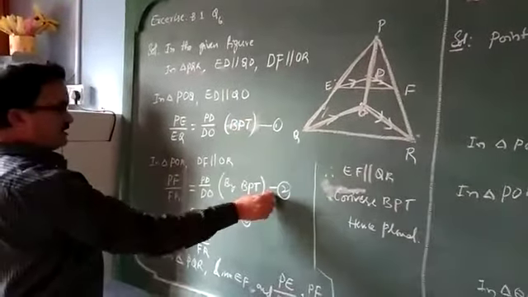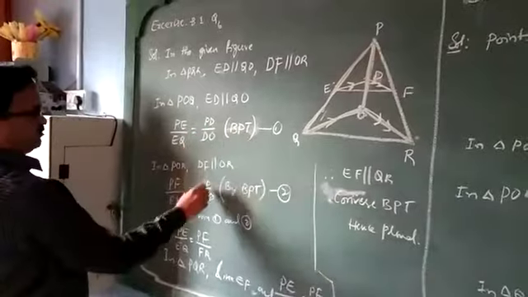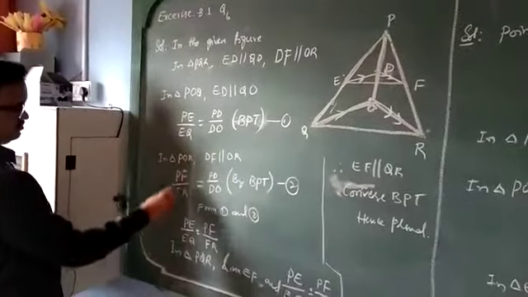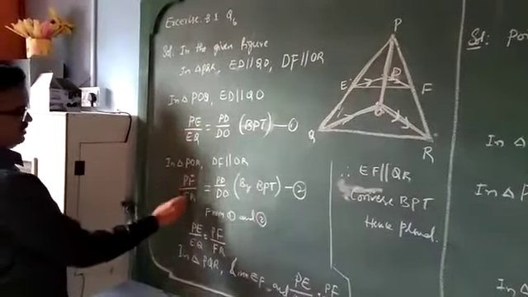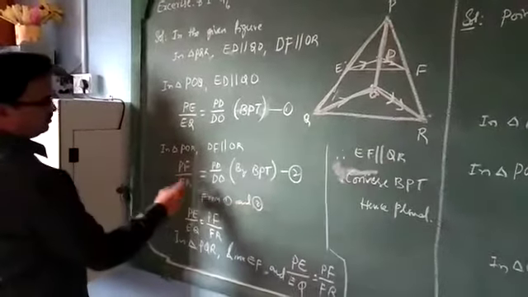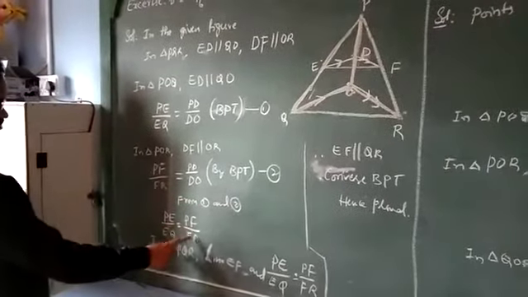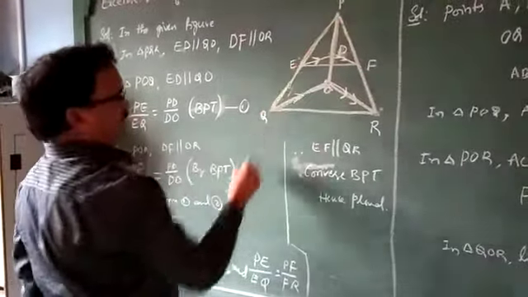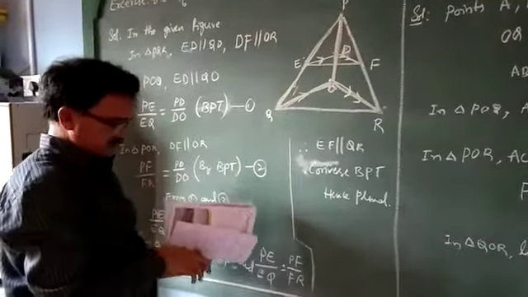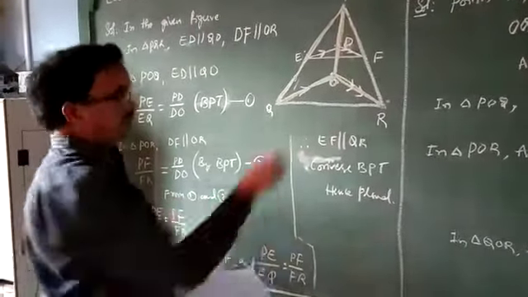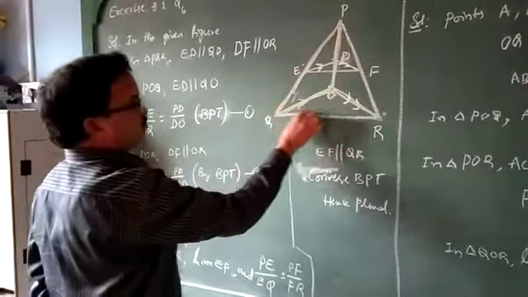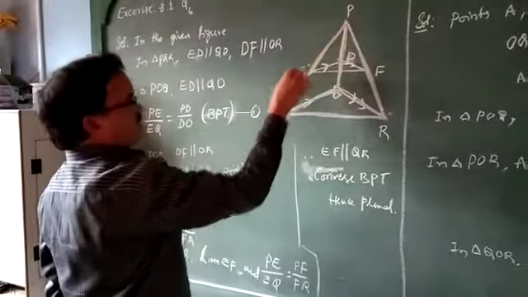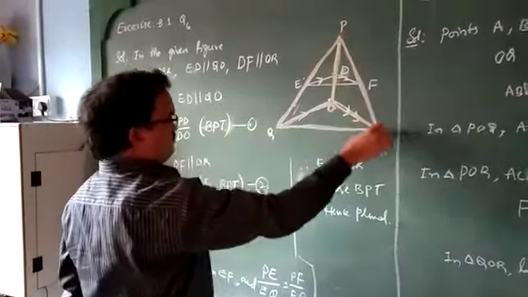From equation 1 and equation 2, PD by DO is equal to PD by DO. So from 1 and 2, PE by EQ is equal to PF by FR. In this whole triangle PQR, PE by EQ is equal to PF by FR.